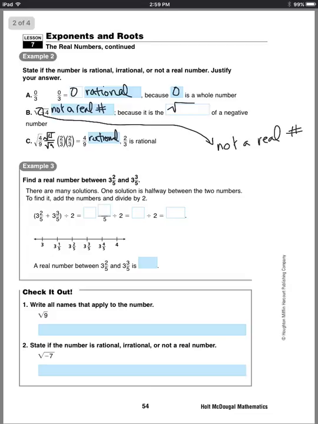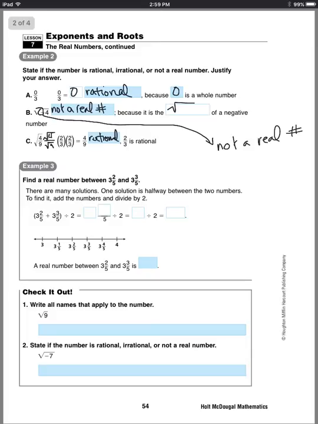Find a real number between 3 and 2/5 and 3 and 3/5. Remember, the density property says that between any two real numbers, there's always another real number. Okay? So, there's a real number between those two. There are many solutions, but one way to do this, so you're not just trying to guess, is to find the number halfway between the two numbers. To find it, add the numbers and divide by 2.